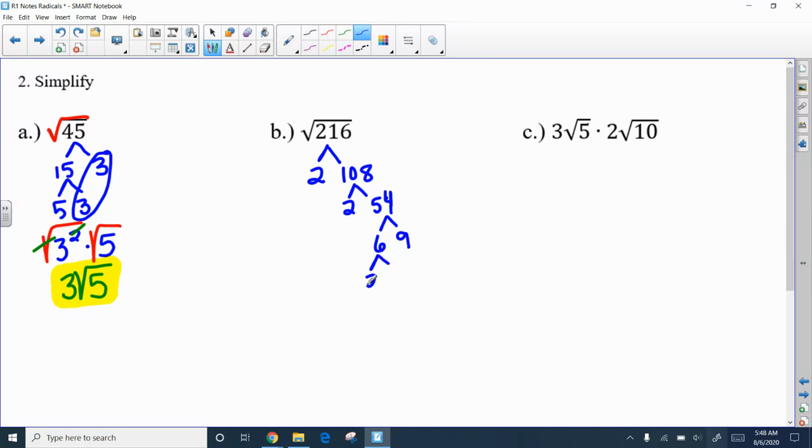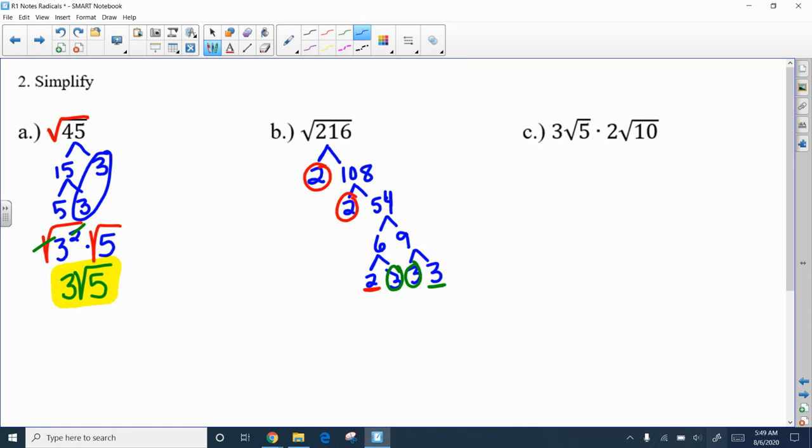And then 6 can break down to 2 and 3. And then 9 can break down to 3 and 3. Okay, so when we're doing this, we want a pair of 2s. So here's a pair of 2s, but there's still this 2 left over. It doesn't go in this pair. I only want a pair because I'm doing a square root. And then I have a pair of 3s and then a 3 left over.